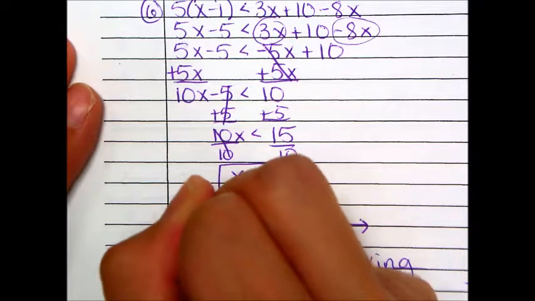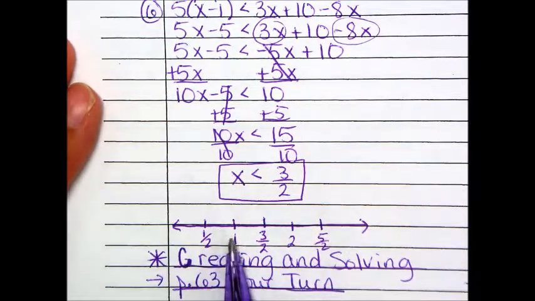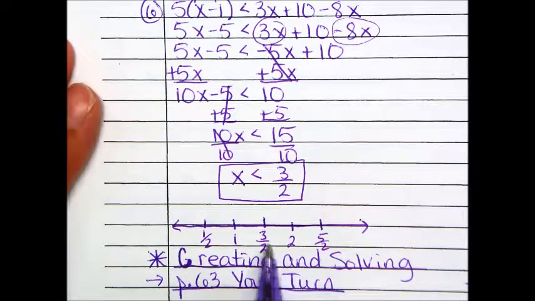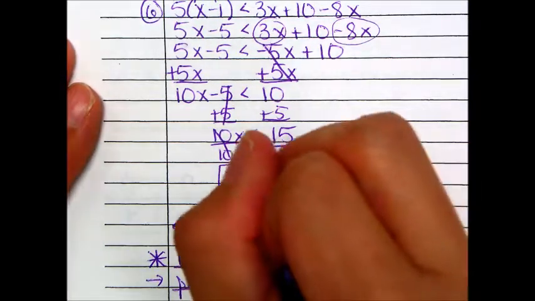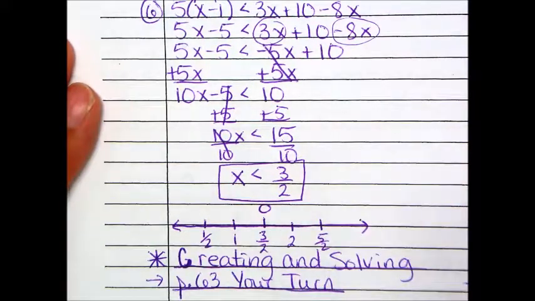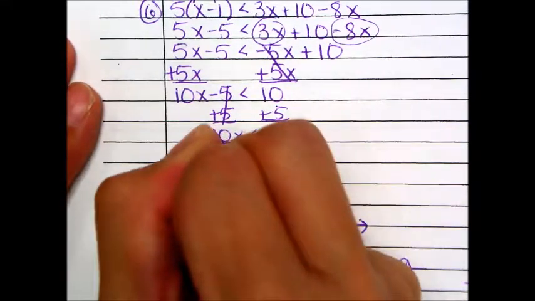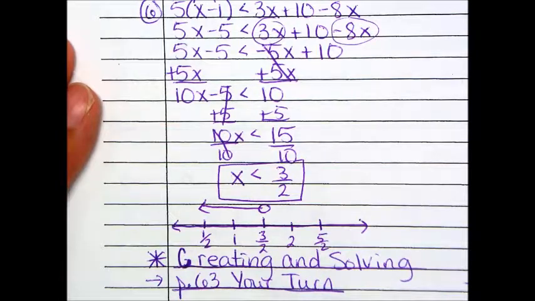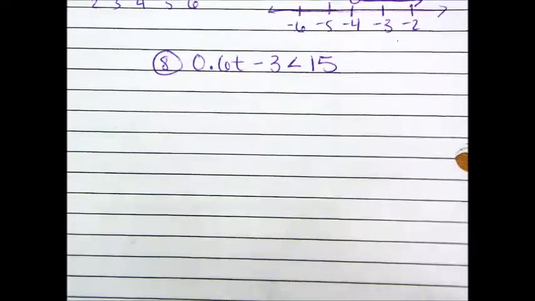You could have 1 and 1/2. So if you get fractions, like if you got 1/3, count by 1/3, 2/3, and so on. If you get a fraction, count by fractions, and that'll make your number line nice and easy. Open circle this time, and an arrow to the left for less than. Okay. One more like this before we take a look at a word problem.